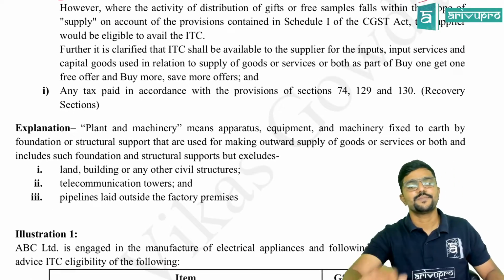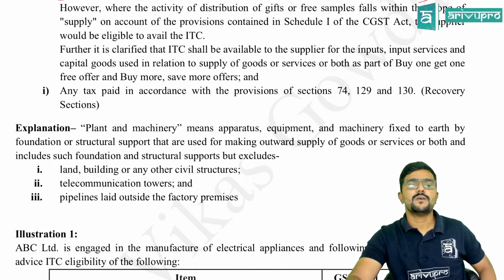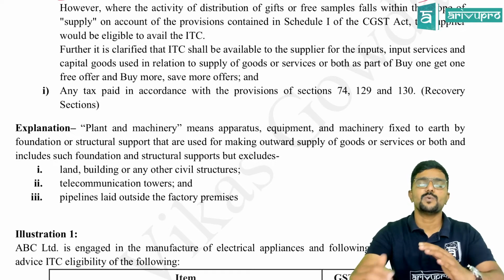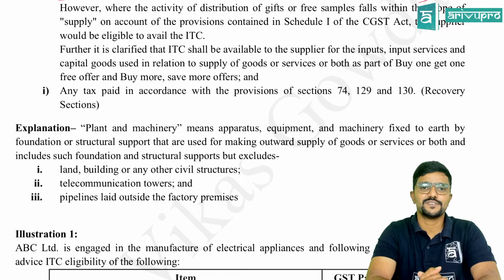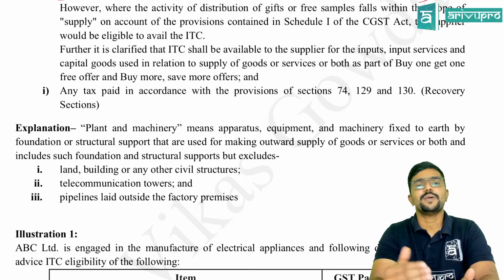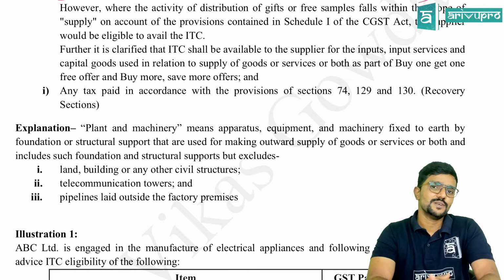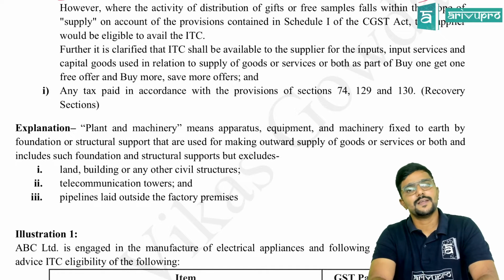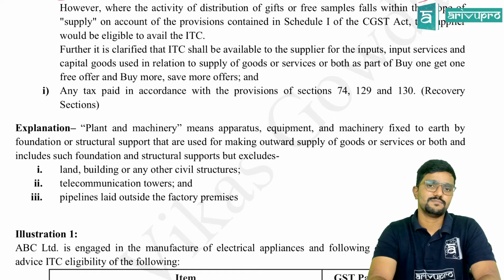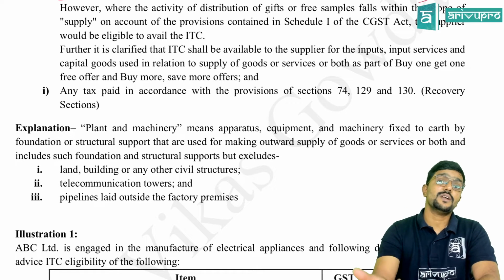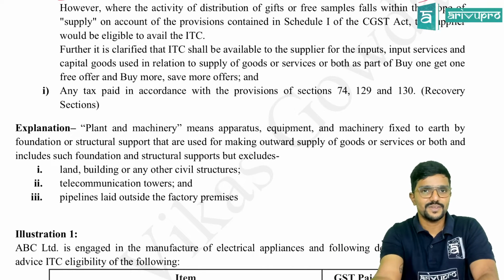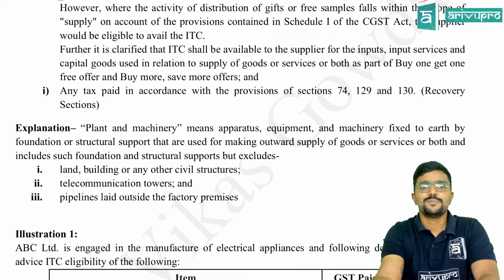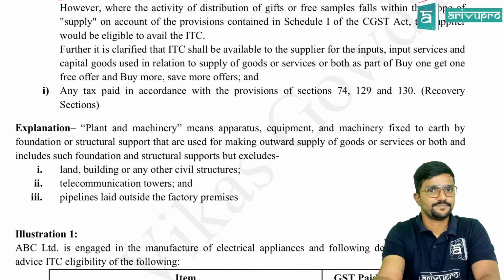Last one, I. Any tax paid in accordance with the provisions of section 74, 129 and 130. We call these the recovery sections. That is, a person was liable to pay tax, but he has not paid. So the proper officer has identified it and sent a notice to you, and in response to that you have paid. So in that case, the proper officer has recovered the tax from you. In that case, you cannot claim the input tax credit of it.